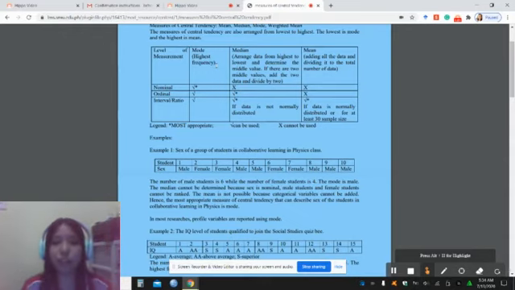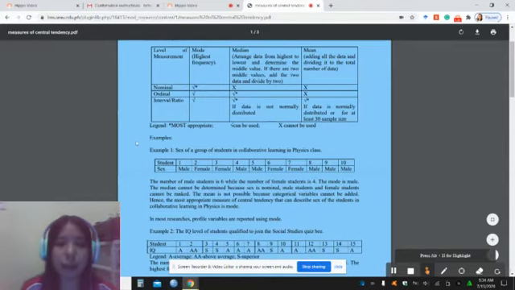While for the median, all you need to do is arrange your data from lowest to highest or highest to lowest, and the middle value is the median. While for the mean, you have to add all the data and divide it by the total number of items or total number of data.